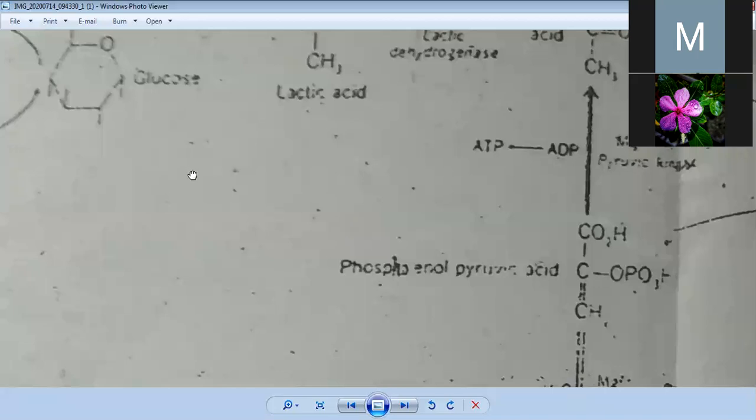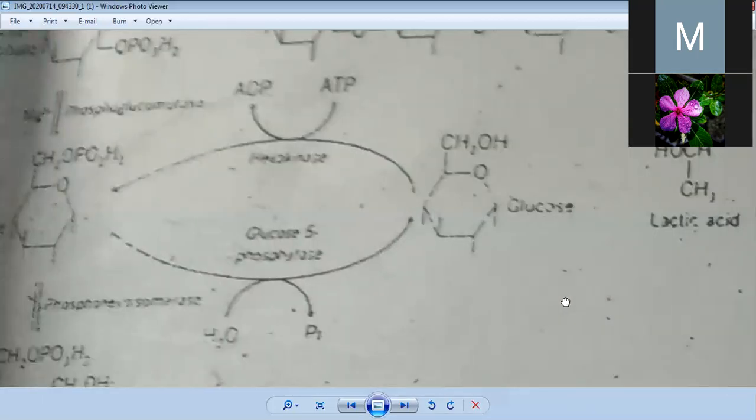I make it in bigger size. Okay, can you see now? This is glucose. Can you see glucose? The structure of glucose, and glucose will be converted into glucose 6-phosphate. Here you can see there is a phosphate group, and one ATP will be converted into ADP. So what will be the enzyme then?